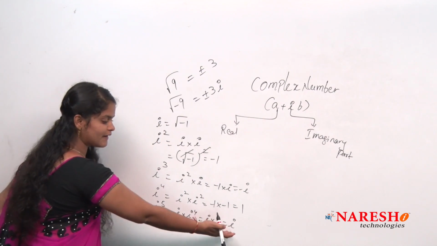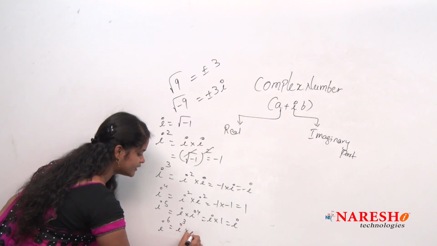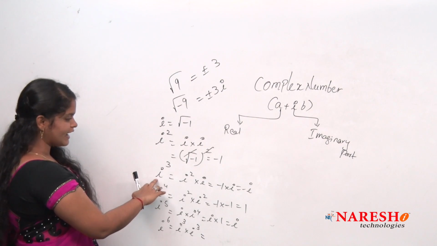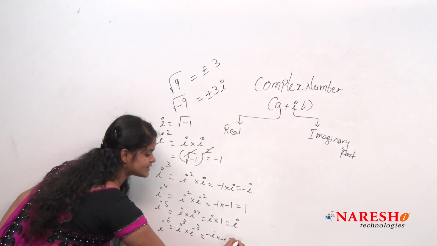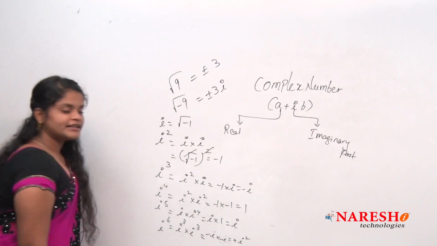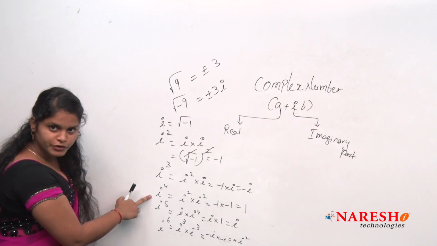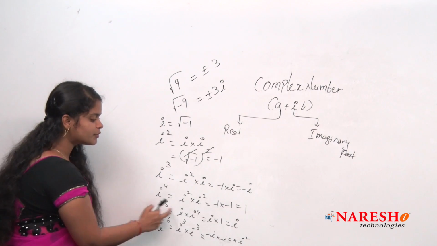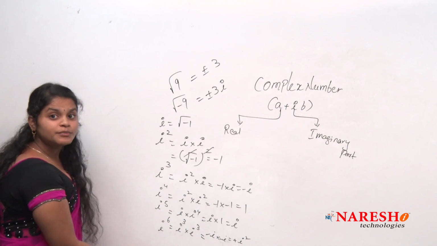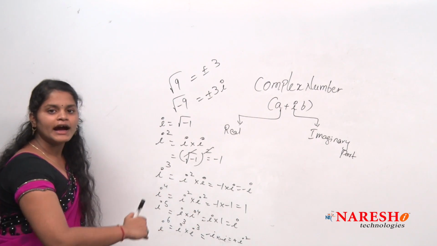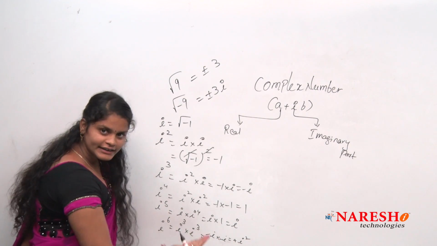See, i to the power of 5 became i, right? So i to the power of 6 will be i cube into i cube, no wait, i^5 into i, which is i square. If you observe here, i to the power of 5 is i, i to the power of 6 is i square, i to the power of 7 will be i cube, and i to the power of 8 will be i to the power of 4. It will repeat again and again.